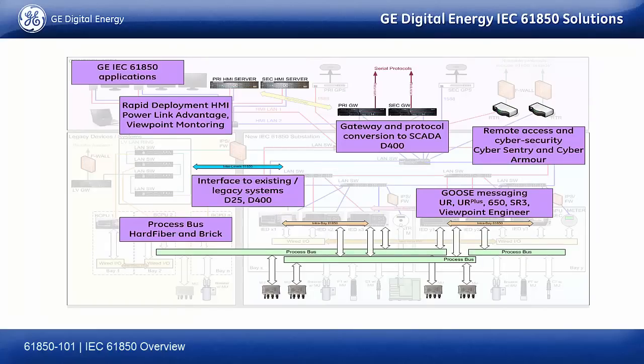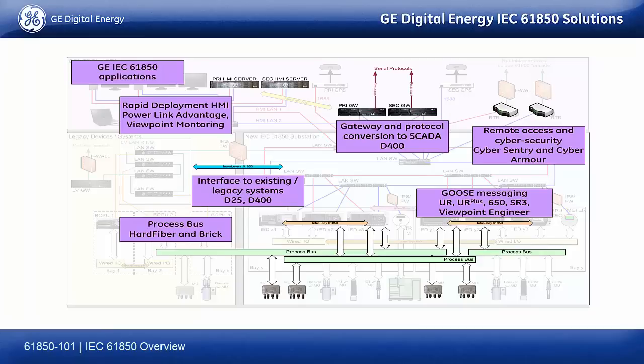And GE offers solutions around 61850, right? We'll look at architecture, new architecture, legacy devices, and so on. So at this level, in the transmission substation, we offer process bus. We have bricks to do process bus. We do GOOSE messaging. Every one of our relays does GOOSE messaging. The URs will do process bus. GE also, with all the M&D stuff, does 61850 and GOOSE messaging, right?